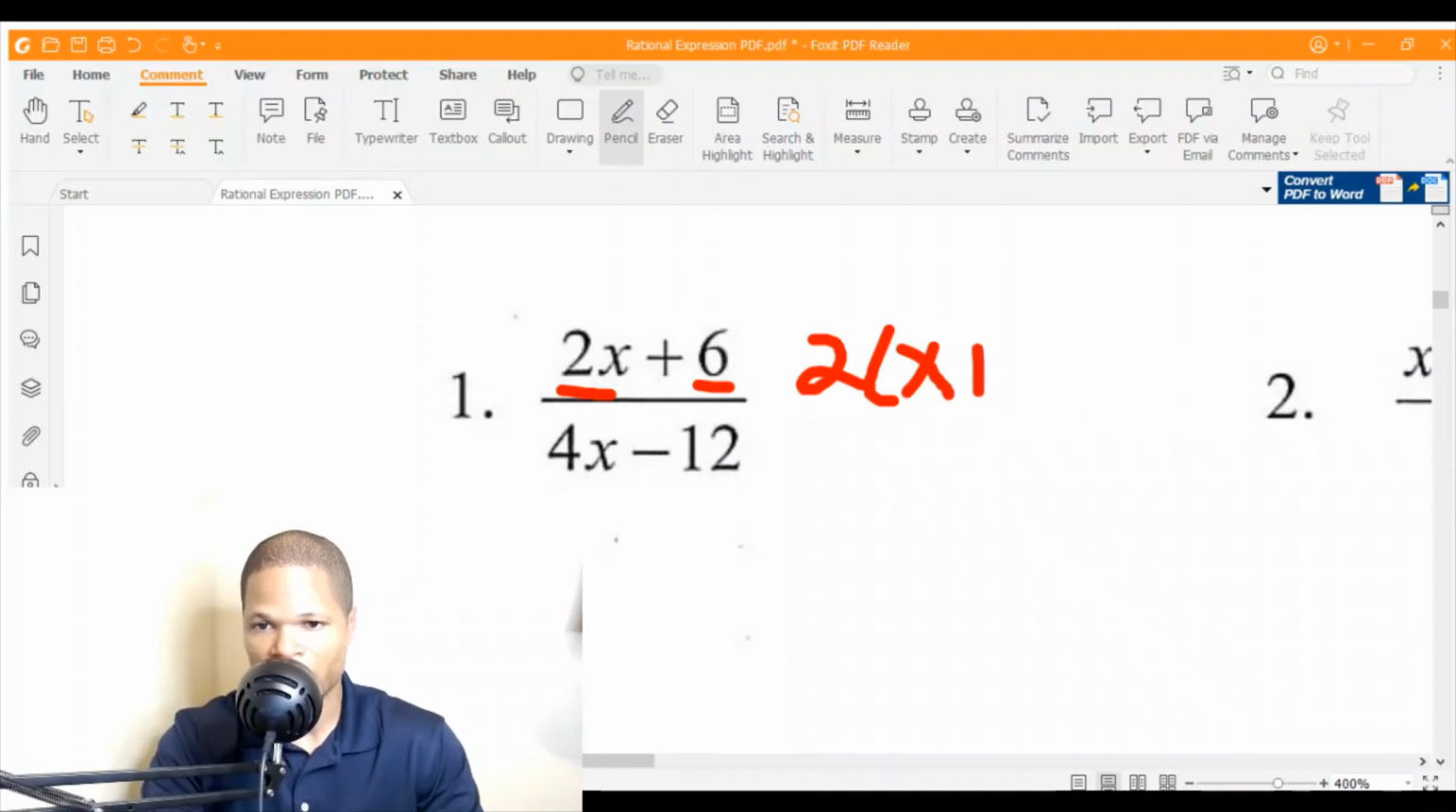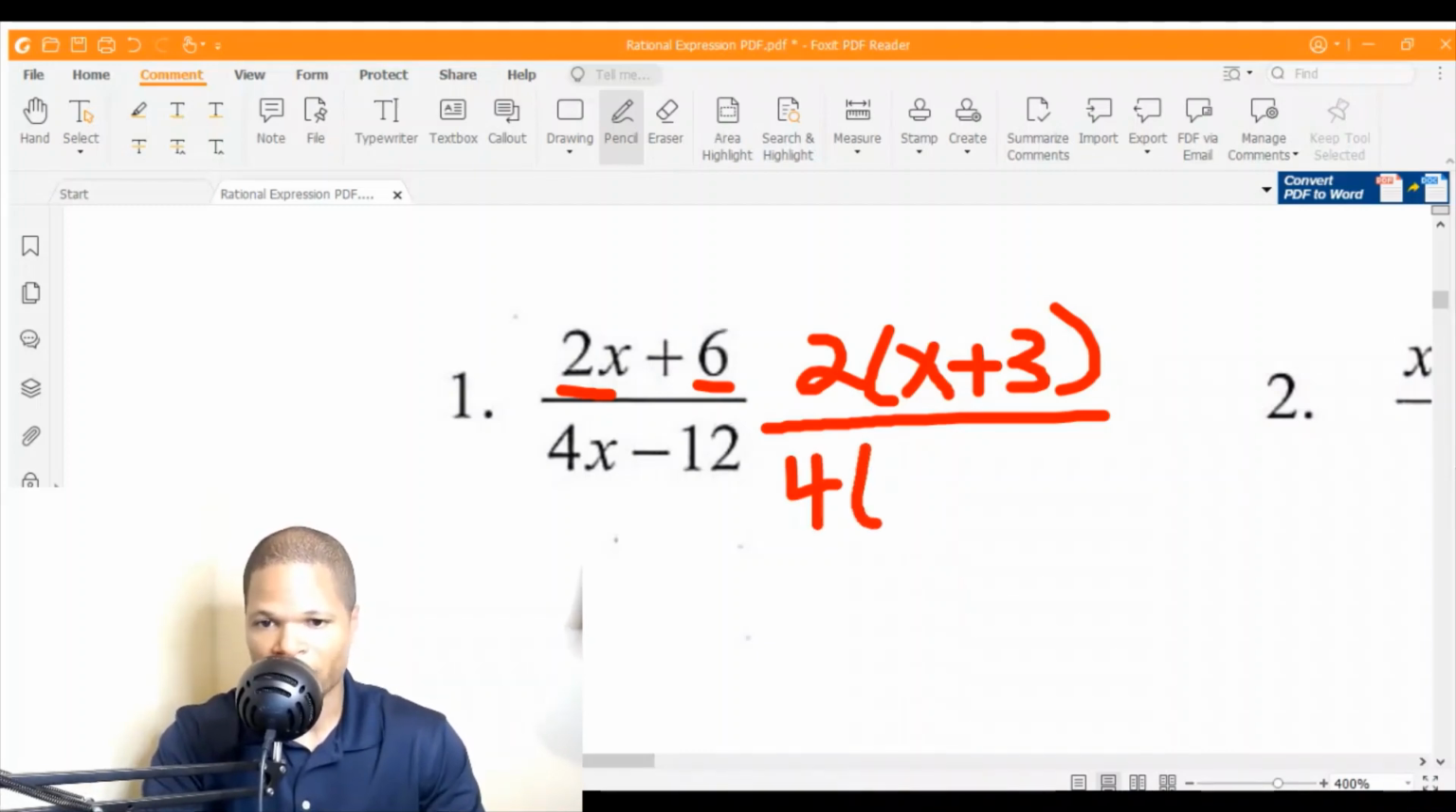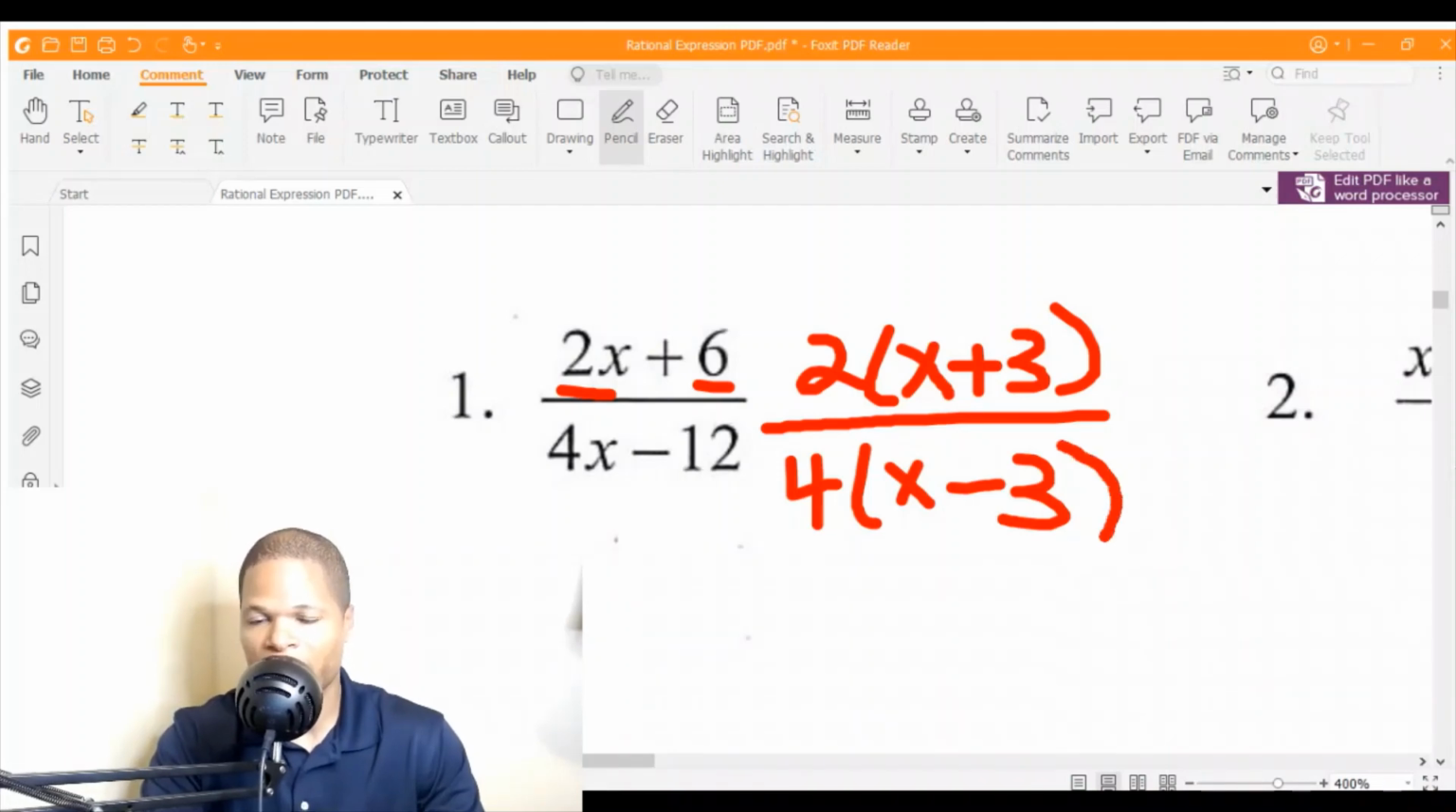So that would just come to 2 parentheses x plus 3 as far as factoring the numerator. If it comes to the denominator, you're looking at 4x minus 12 at the bottom. If you look at that GCF, that's going to be 4, right? 4 goes into both of those terms. 4x divided by 4 is just simply 1x, and then negative 12 divided by 4 is going to be minus 3, okay? So if you look right here, this is going to be our first step.